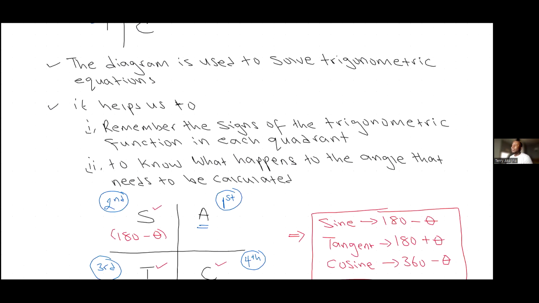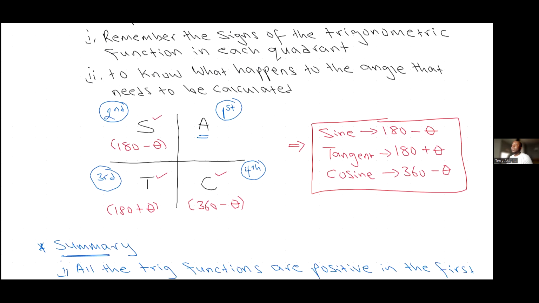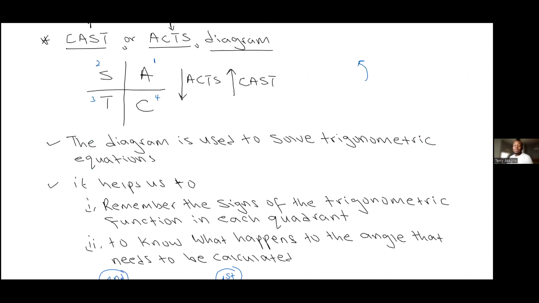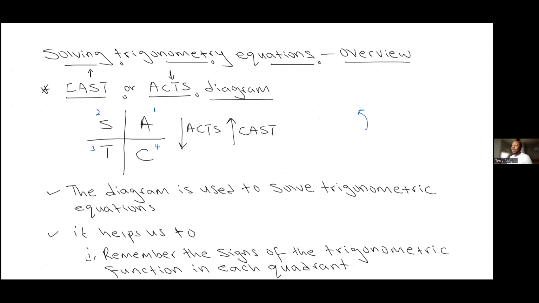For sine it is 180 minus theta. Only sine is positive in the second quadrant. Then in the third quadrant, only tangent is positive, it's 180 plus theta. And in the fourth quadrant, only cosine is positive, 360 minus what? Theta. All right, so that is that for that. So I'm going to go to the next video, where we talk about how we solve simple angles. So how you solve a trigonometric equation having simple angles.